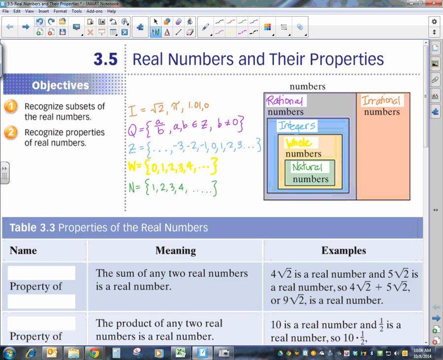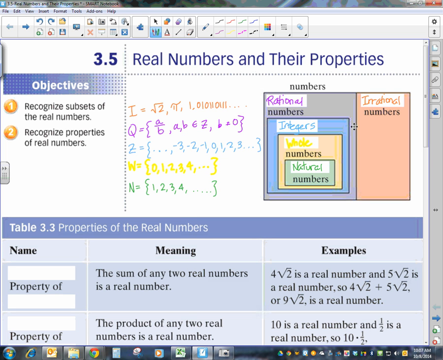Oops, there's not a comma in the middle of a decimal. 1.01011. There, I did it again. I'm going to erase it this time. Okay. 1.010110111. The point being is the decimal has a pattern. It does not repeat and it does not terminate.